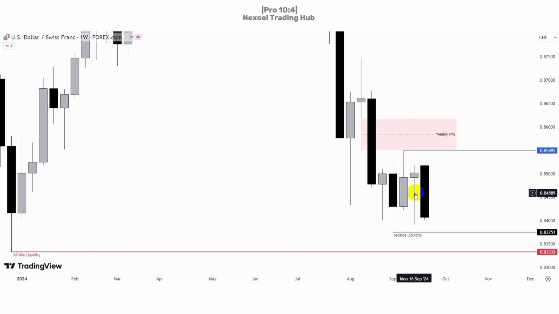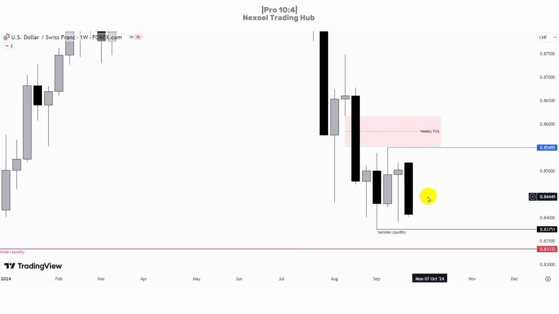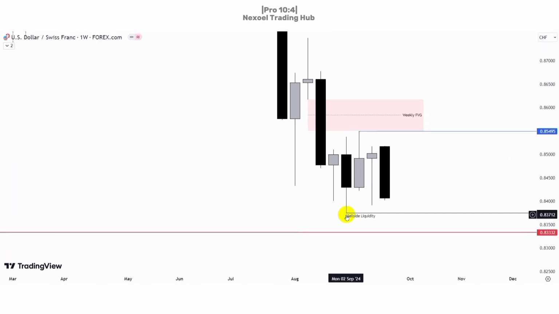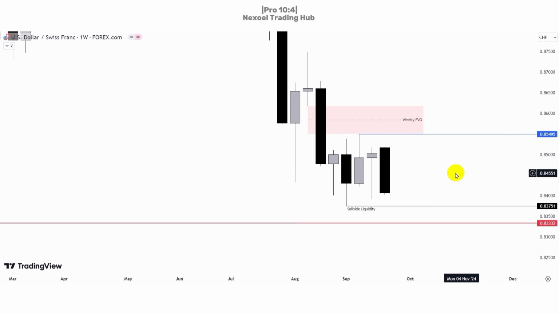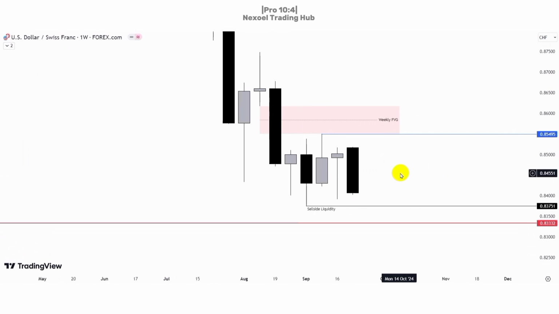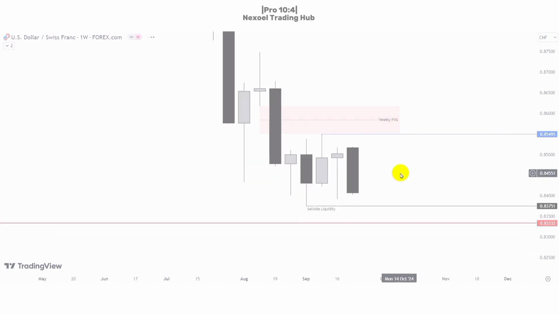But what we can see is that price is actually reacting at this rejection block and also failing to return into this weekly fair value gap. So we are having price ranging. So I'm still expecting to see price take out this sell side liquidity, since I'm expecting more of a bearish move in the dollar index. So let's check the daily time frame.